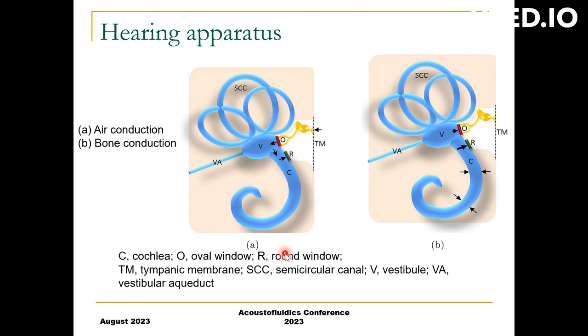This is a model of the hearing apparatus. Figure A shows the result of air conduction. So sound enters through the tympanic membrane and vibration is communicated to the cochlea through the oval window, and the vibration is then sent out through the round window. In contrast, bone conduction causes the cochlea to undergo a series of compressions, and vibration flows out of the oval and round windows. In this work, we'll be focusing on the streaming as a result of bone conduction.